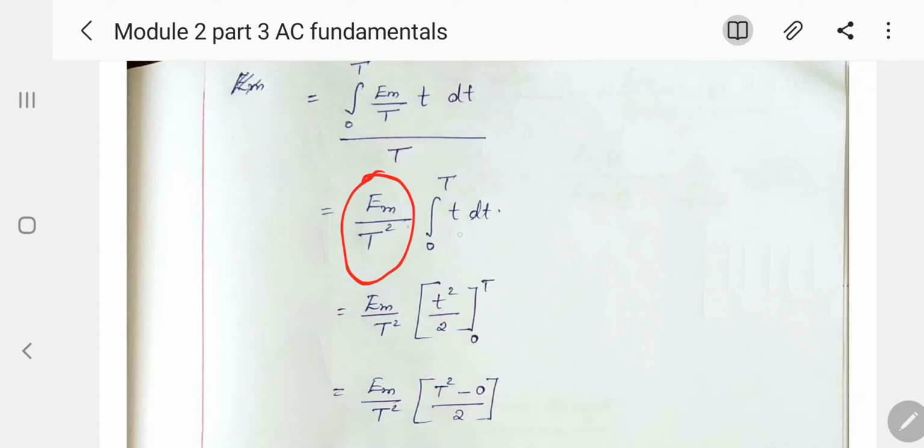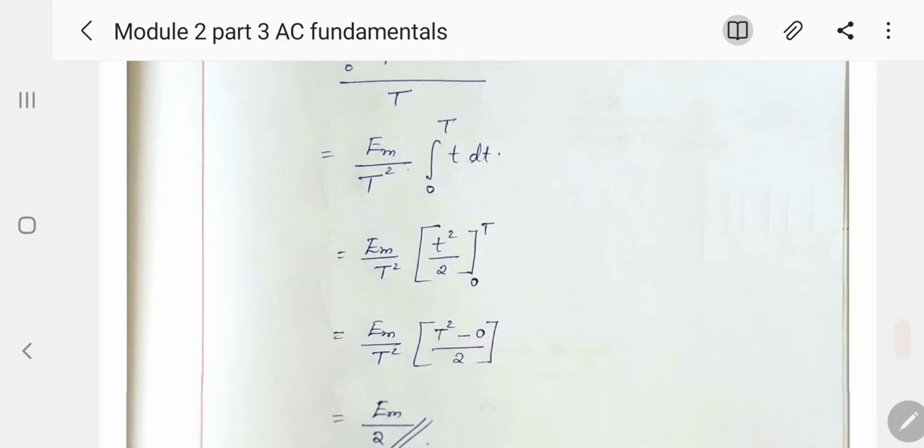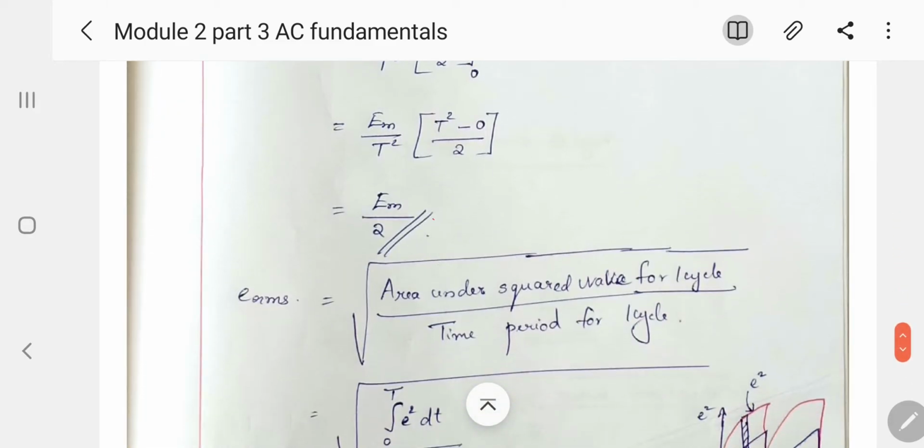Integrating from 0 to capital T, t dt, t is t square by 2 in the interval 0 to capital T, Em divided by T square by 2. Putting the limits, you will be getting the expression like this and we are getting the final answer as Em by 2. T square and T square will be cancelled out. So this is the average value of this sawtooth waveform.